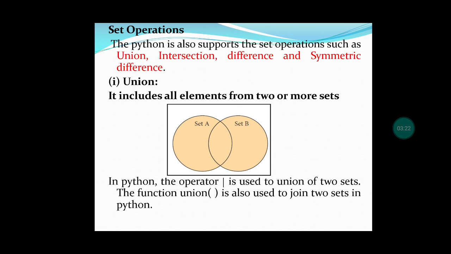Next, some set operations are used in Python. The set operations are union, intersection, difference and symmetric difference. Union means, as you have already studied in Maths in 10th standard, it includes all elements from the first set and the second set, or more than one set. So, all the elements in the sets are called the union. This can be achieved by using the union operator for adding the two sets. Otherwise, you can also use the union function for joining the two sets.